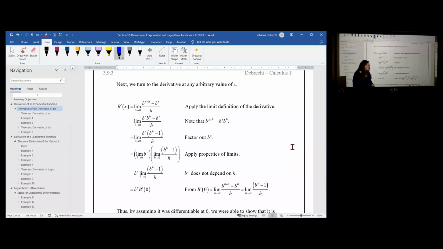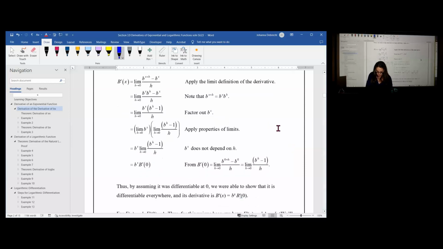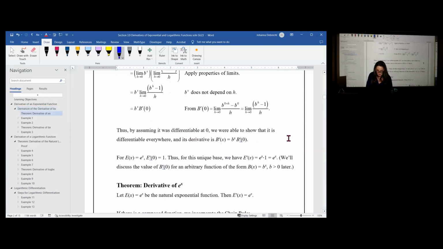Now, the next thing we want to do is put this together and come up with a formula. We assumed that the derivative at 0 exists, and this tells us that the derivative of b to the x at an arbitrary point is b to the x, but multiplied by its derivative at 0. Now, it won't be this complicated later. You'll see exactly what that turns out to be.